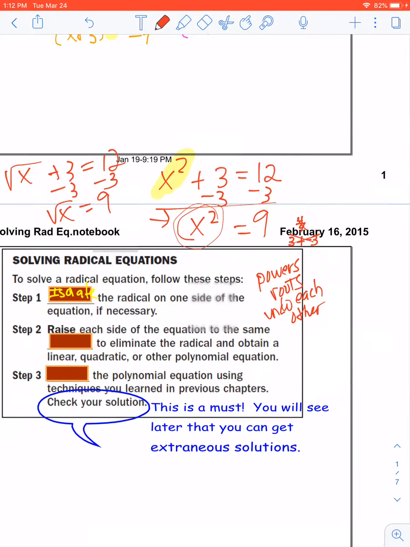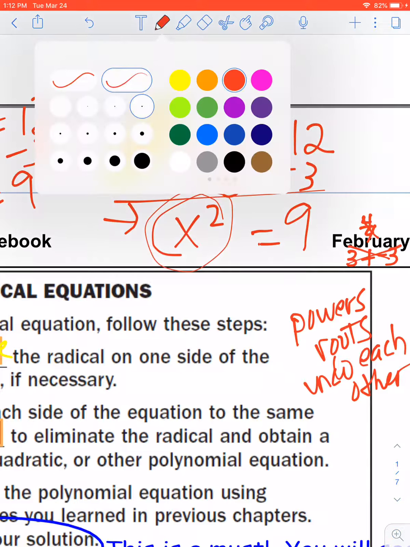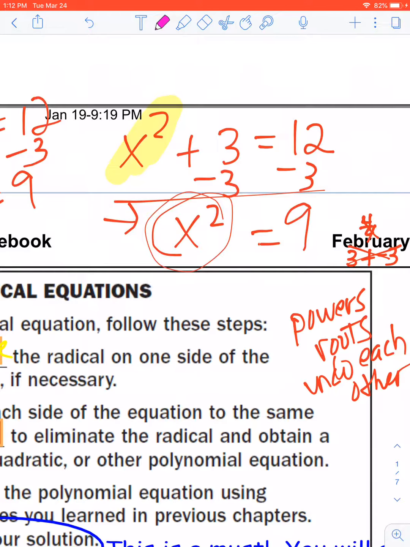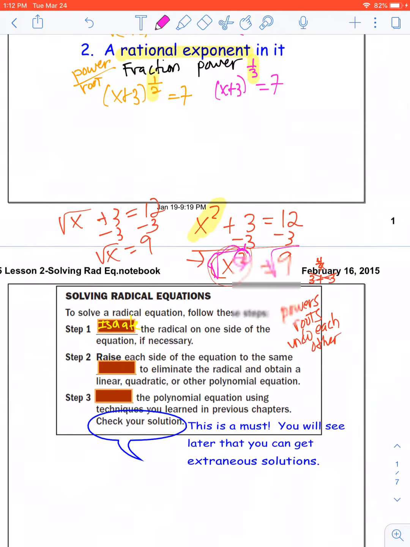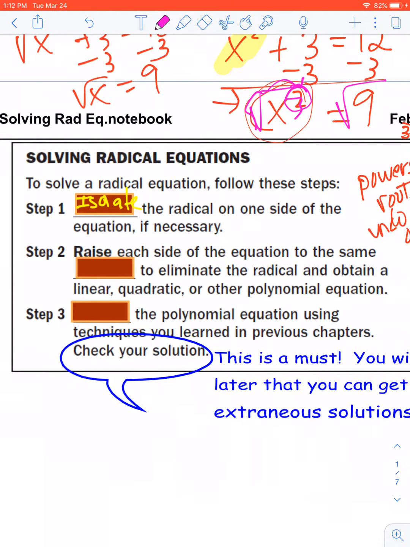So for instance, let's take this example that I did earlier. If I have x squared equals 9, didn't we take the square root of both sides because the square root and the square undo each other? So that idea is step 2. We're going to raise each side of the equation to the same power to eliminate the radical because powers and radicals undo each other. Step 3, we're going to solve the polynomial equation using the techniques you've learned in previous chapters.